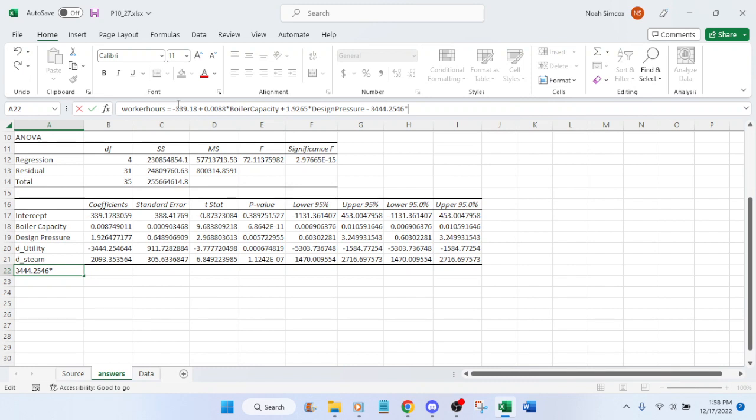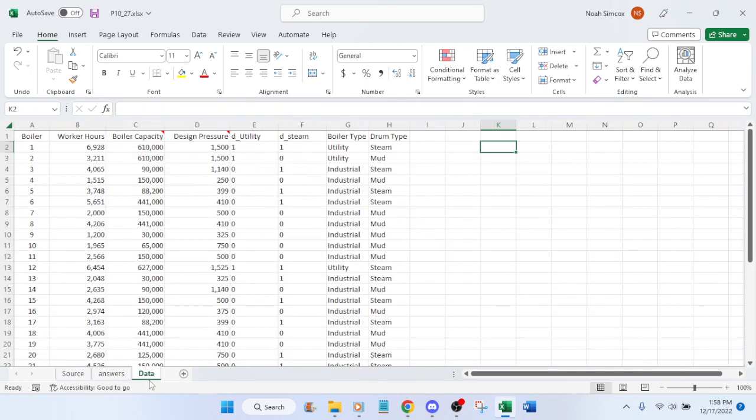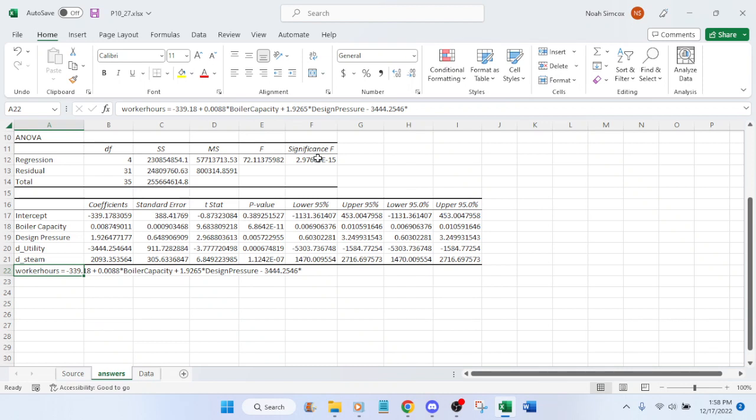the D utility one and D steam. I forgot what those are. What is D utility? It's going to be boiler type. Boiler type plus 2093.3536 times drum type. So that's the equation. It's going to be that times this times this plus that times that plus minus that times that plus this times this.